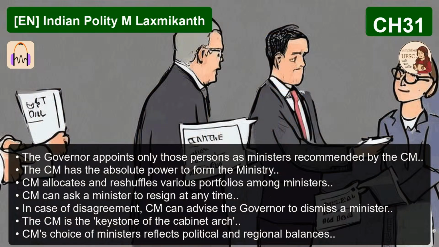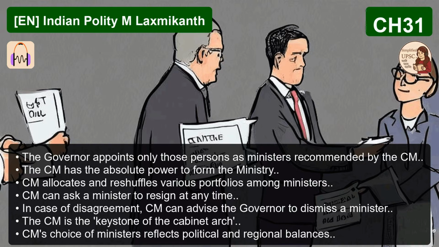Which, if you take it literally, sounds incredibly precarious, like the CM could be fired at any moment. It does sound that way, but there's a huge constitutional catch, reinforced by countless court judgments, especially the famous S.R. Bommai case. And that catch is? The governor's pleasure isn't personal. It's constitutional. The governor cannot dismiss the chief minister as long as the CM commands a majority in the legislative assembly. So the pleasure of the governor is actually the pleasure of the assembly.